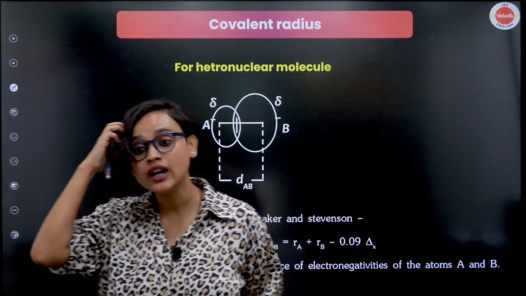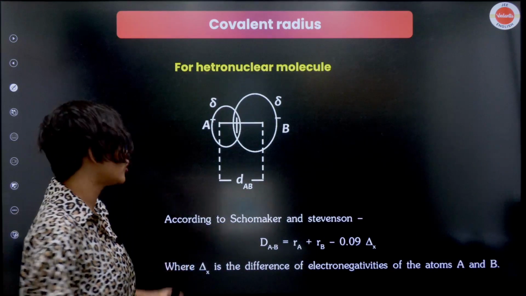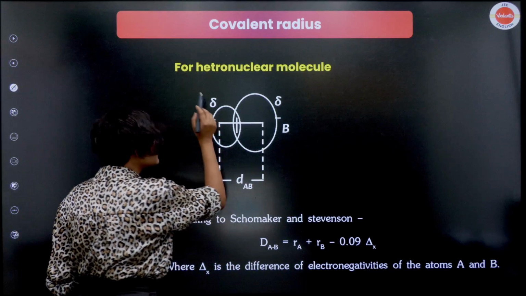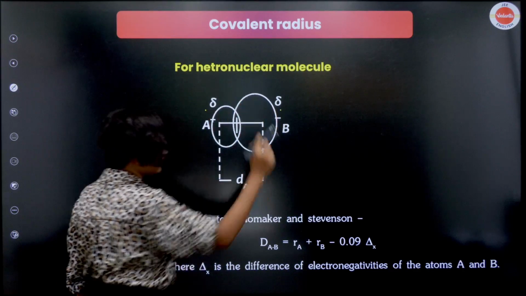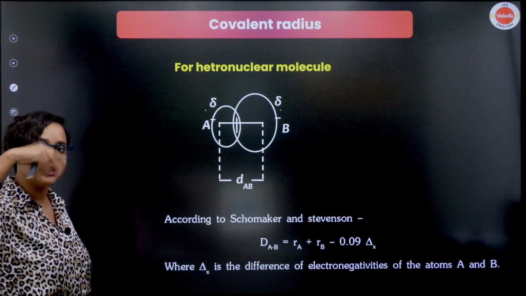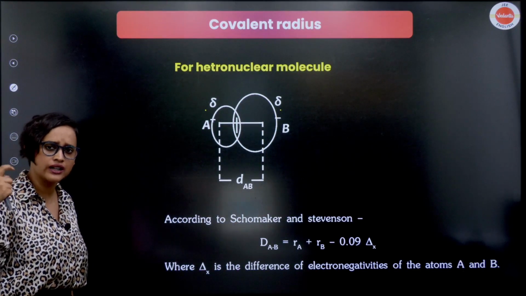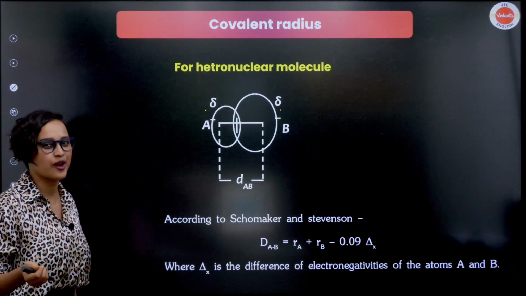But now if you have a heteronuclear molecule, where this is a different kind of atom and this is a different kind of atom, if I do DAB divided by 2, will I get an accurate answer? No, I won't.